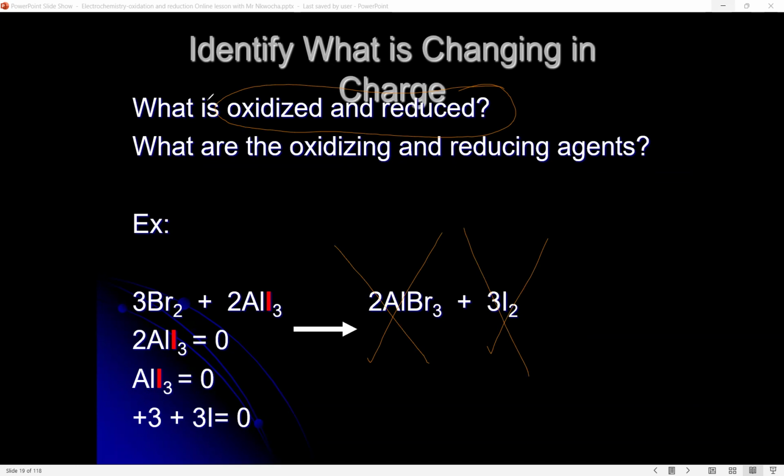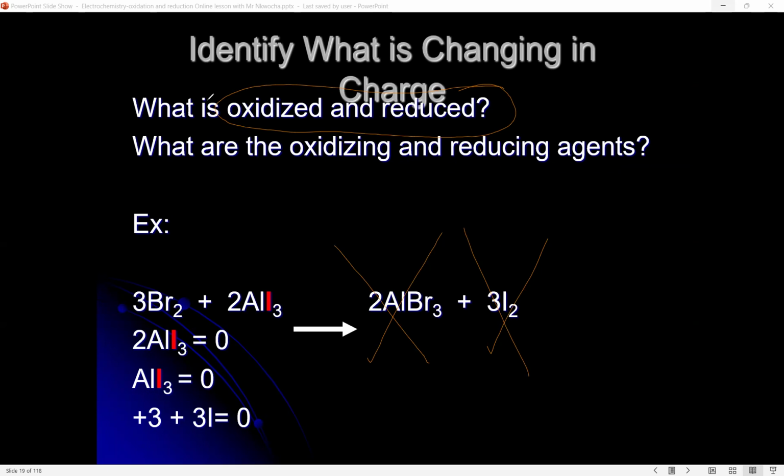Whatever is oxidized or reduced, whatever is the oxidizing agent, whatever is the reducing agent, they are usually the reactants. So don't focus your attention on the product. The moment you ask what is the oxidizing agent and what is the reducing agent, go to options A, B, C, D and automatically cancel out any of the products, the ones on the right hand side. They are never going to be the answer.